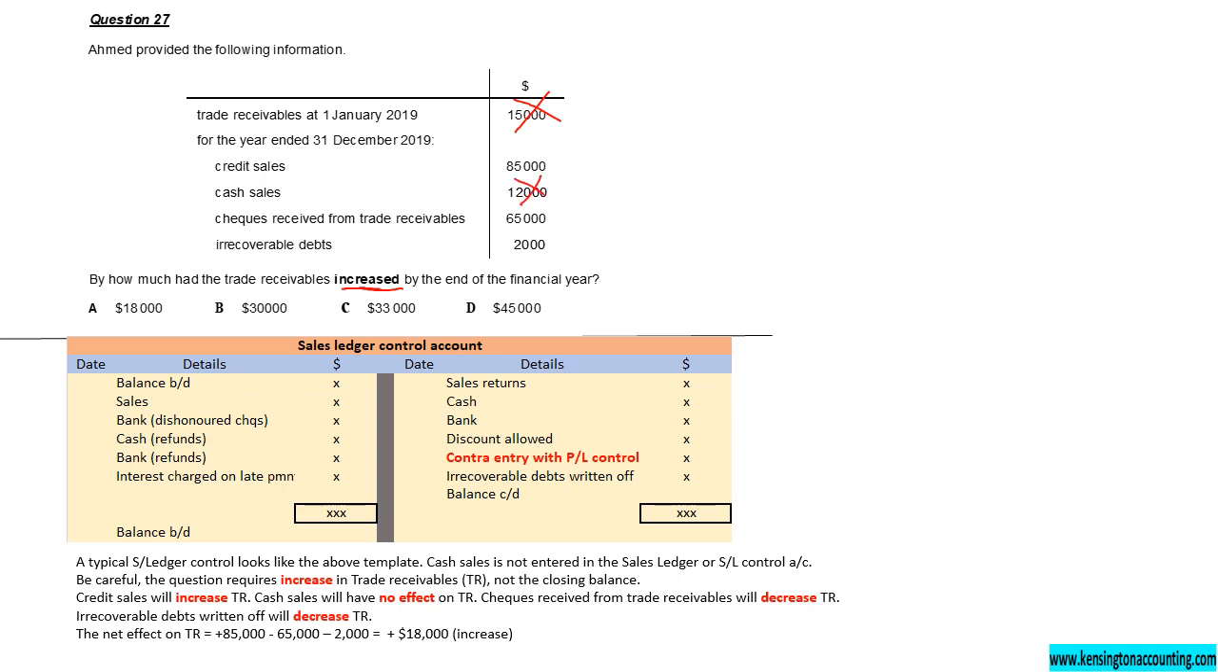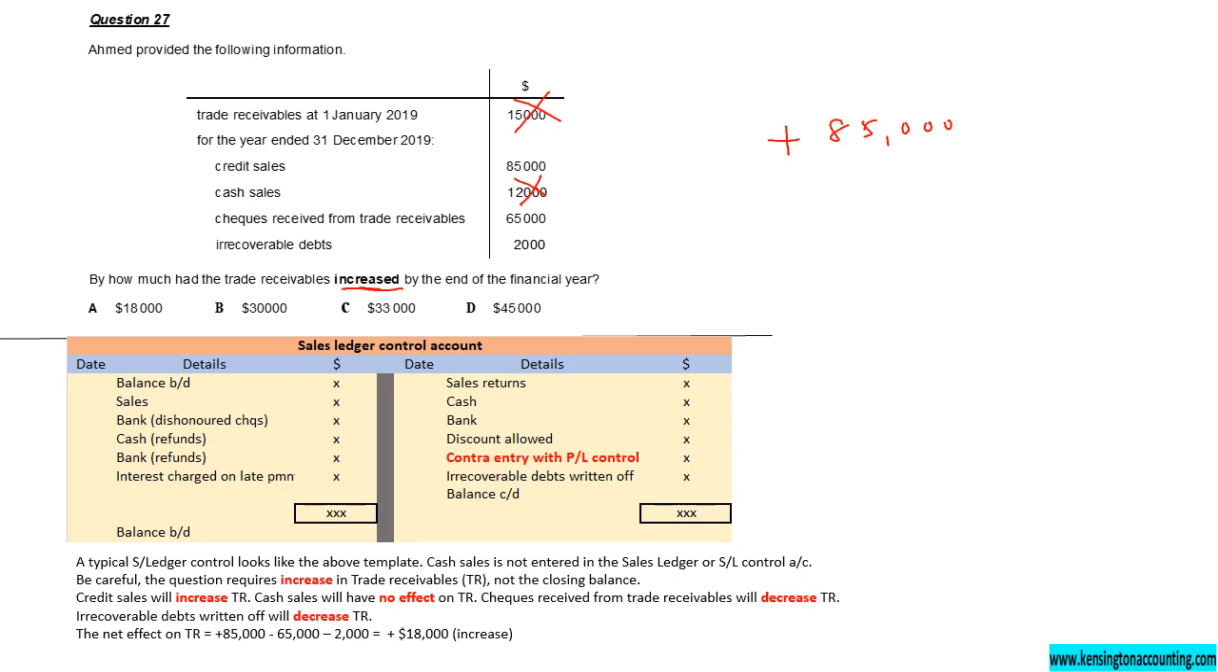Now, a credit sale would increase the trade receivables, isn't it? So 85,000 is a plus because it's a credit sale. The entry would be a credit sales account and debit sales ledger control account. Therefore, it will increase the amount owed by the trade receivables. Cash sales obviously is ignored.